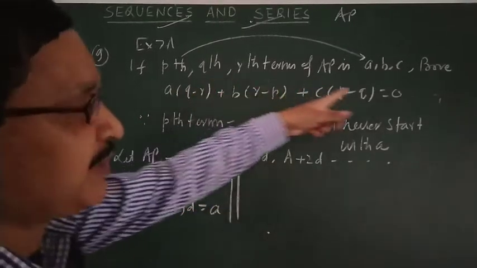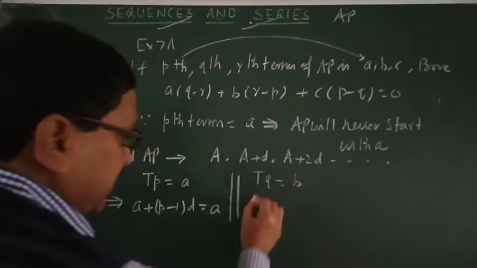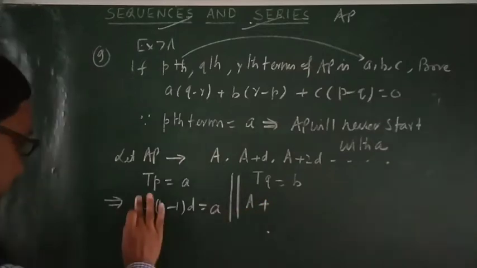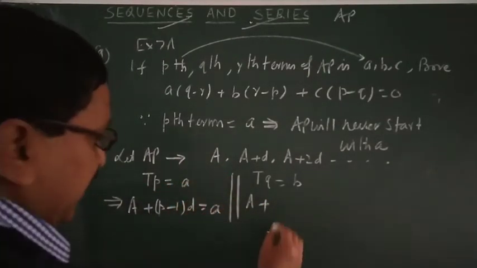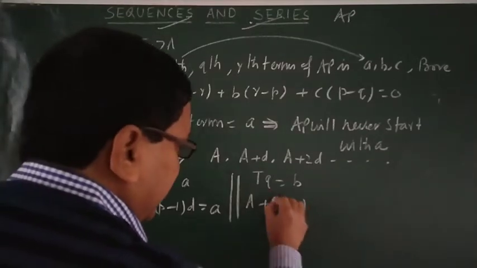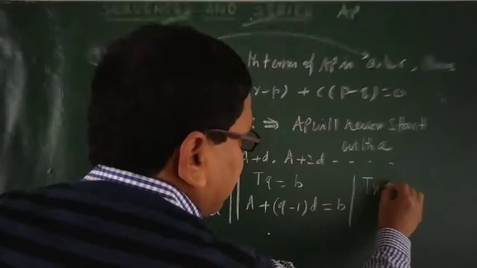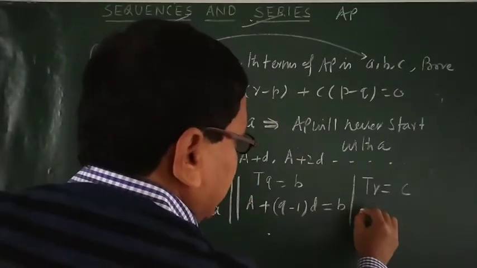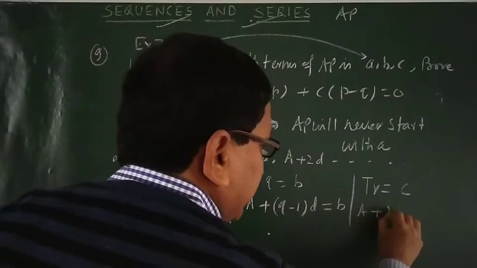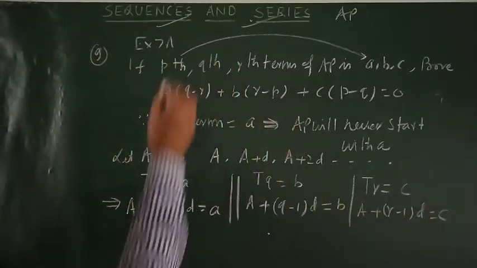Again, Tq is equal to b. This is capital A, student. Remember, we have started from capital A, plus (q minus 1)D. This is equal to b. And Tr, the rth term, is c. So this is A plus (r minus 1)D is equal to c. Now we start from LHS.